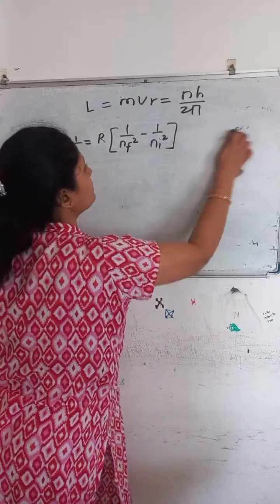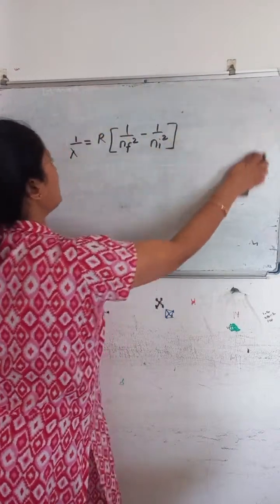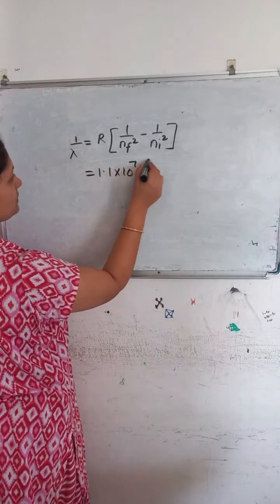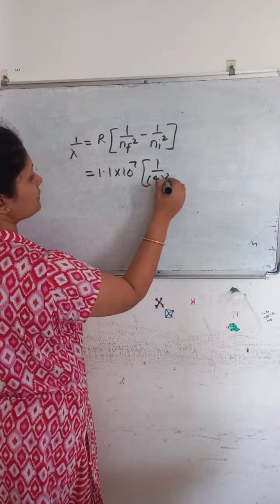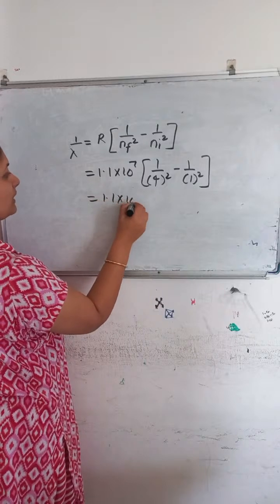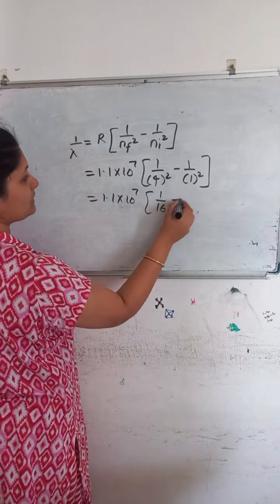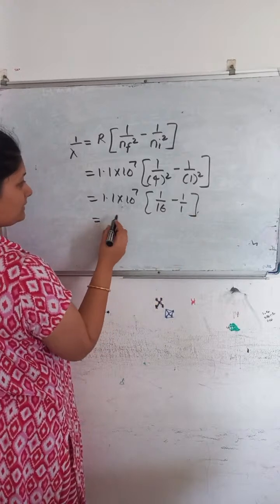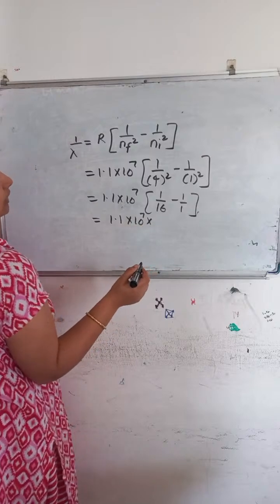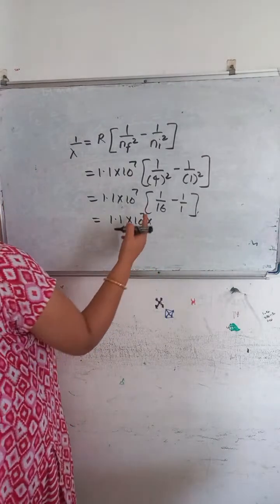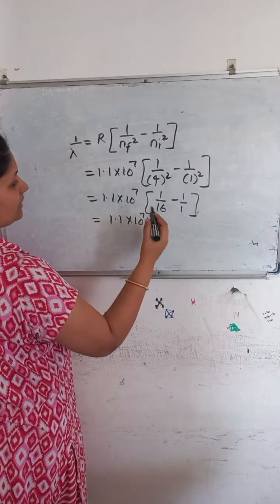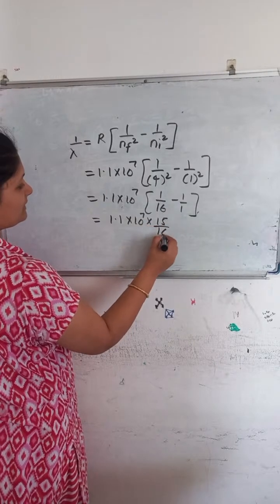So here write down, put the values and check the answer. Okay, so Rydberg constant 1.1 into 10 raised to 7, Nf 1 upon 4 square minus 1 upon 1 square. So here 1.1 into 10 raised to 7, so 1 upon 16 minus 1 by 1. So that is nothing but 1.1 into 10 raised to 7 into 16 minus 1, that is minus. So minus we are taking as a mod, then we will get 15 by 16.